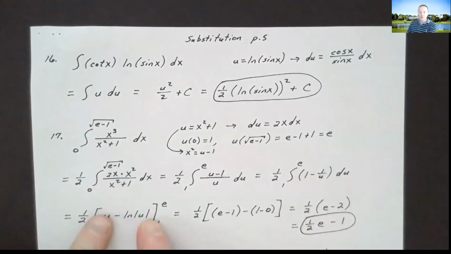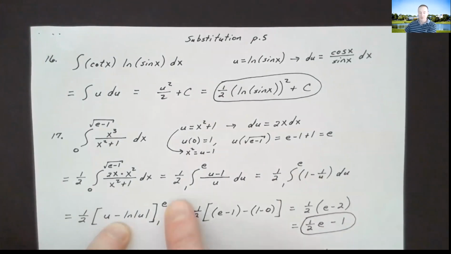Now, I was saying we certainly need that absolute value. We would, but in this problem, it's not as big of a deal because both of my limits of integration are positive anyway. So it wouldn't have been horrible if I didn't put it.